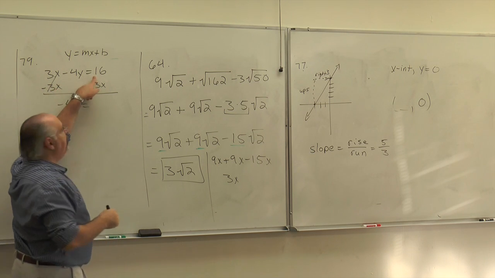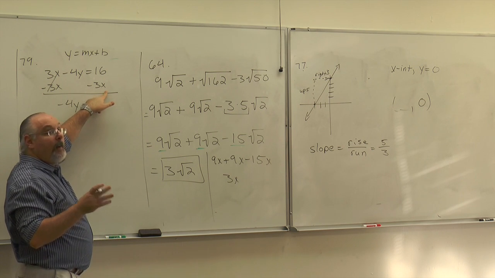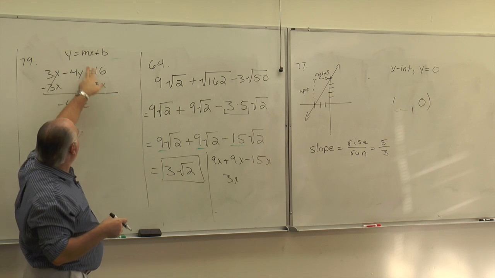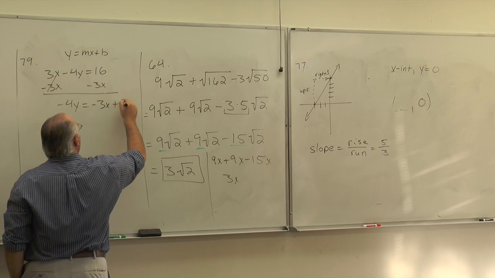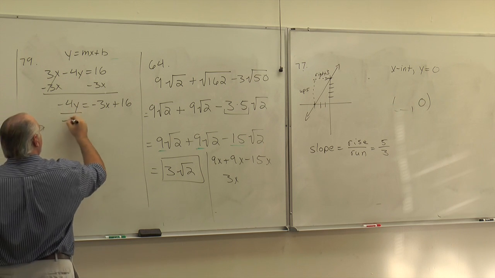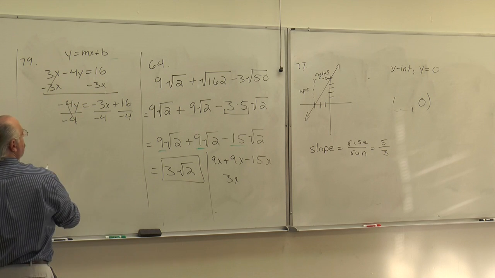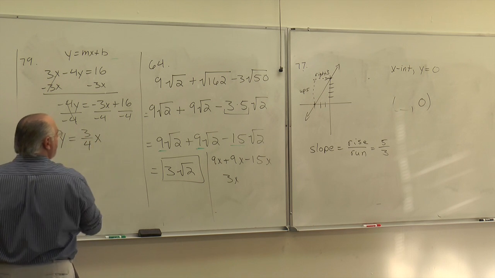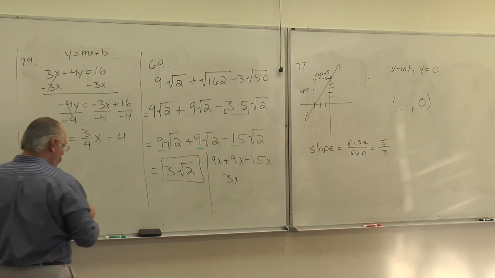Now here, this reads as 16 minus 3x, which is not wrong. But it's easier to put the x first. All right, so we have it closer to slope-intercept form. So it's a -3x and a +16. Then when we divide by -4, these cancel. So we get y is positive 3/4 x, and then 16 divided by -4 is -4.